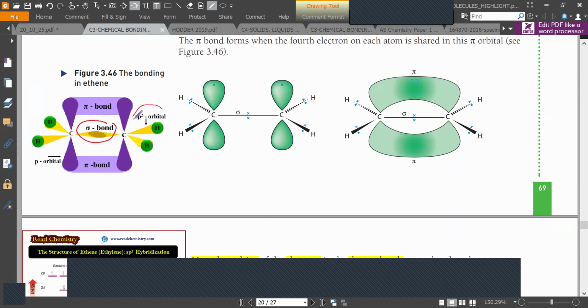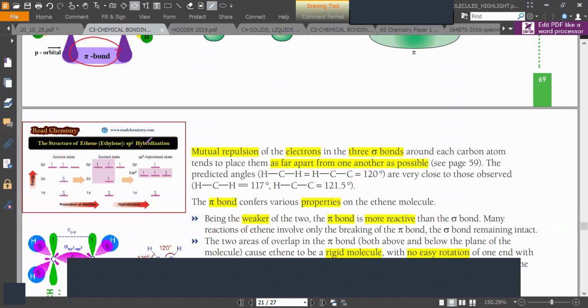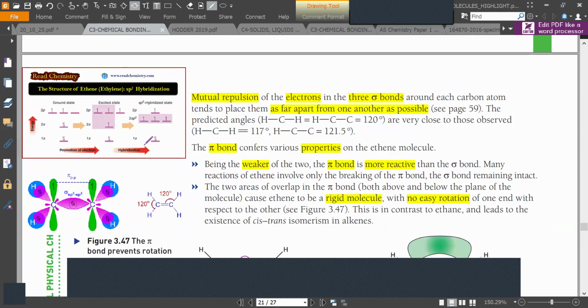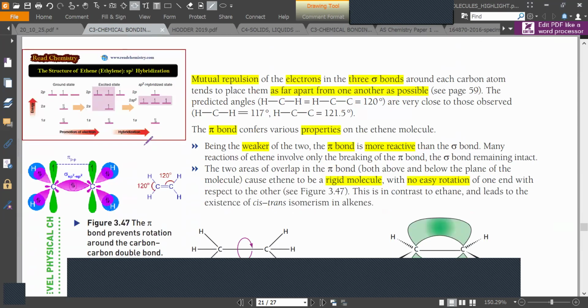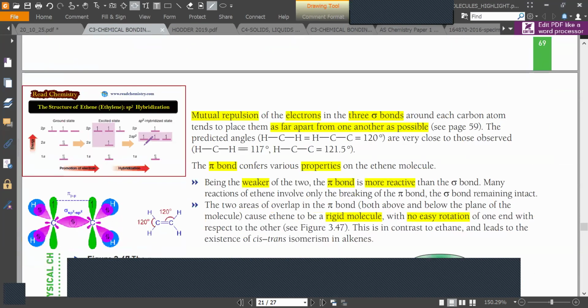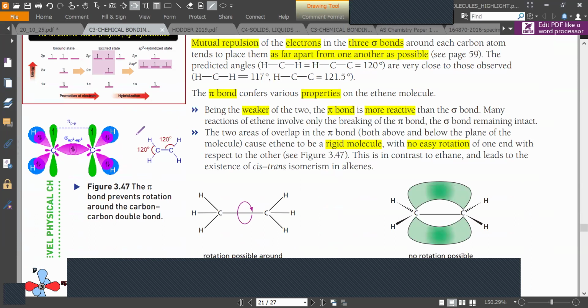The sp2 hybridization forms the sigma bond here and then the pi bond, the overlap. Anything not clear, you just stop me. Because of the sp2 hybridization, it has a bond angle of 120 degrees. Normally the weaker pi bond is the more reactive one.